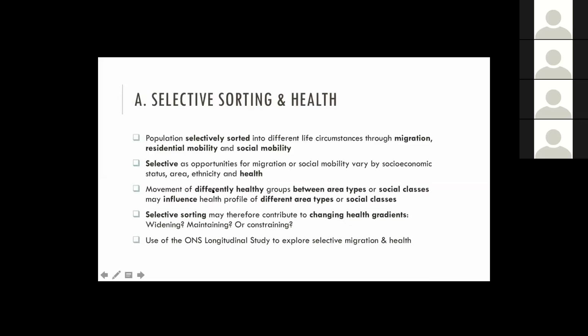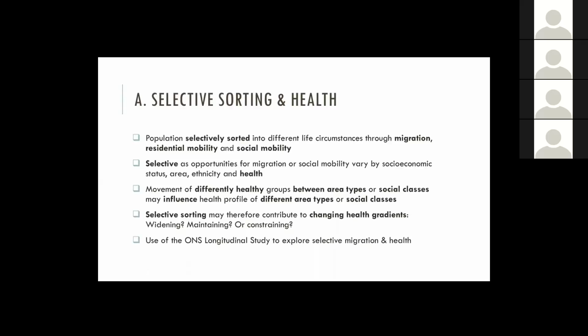So, what do we know? We know that the population can be sorted into different life circumstances through things like migration or residential mobility. And I should note at this stage that I'm going to use the term migration synonymously with residential mobility. What's of interest to me is any change of address, not necessarily the scale of that change of address. However, it should be internal migration. So I'm only interested in moves within England, not international migration.